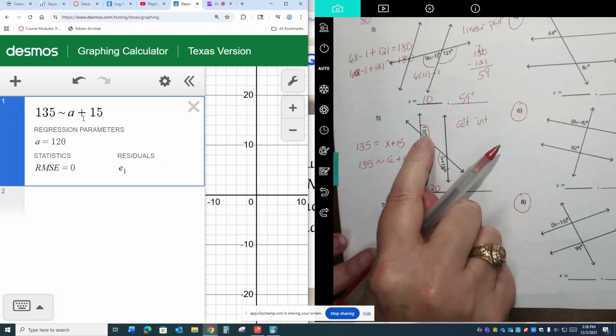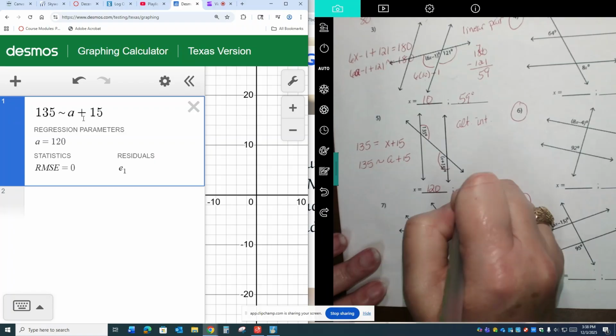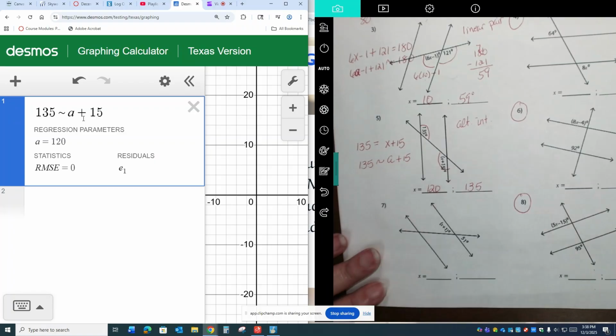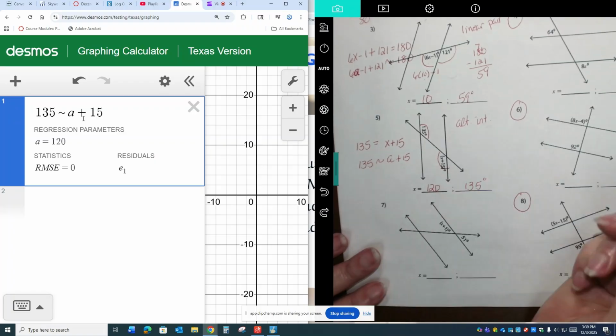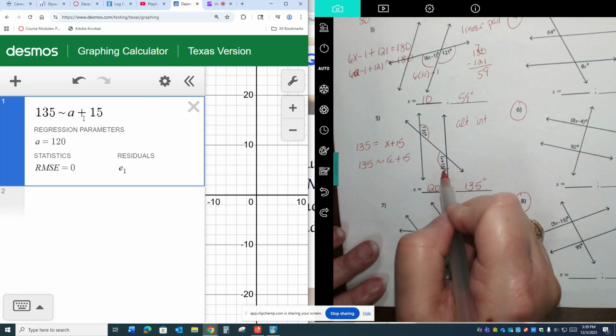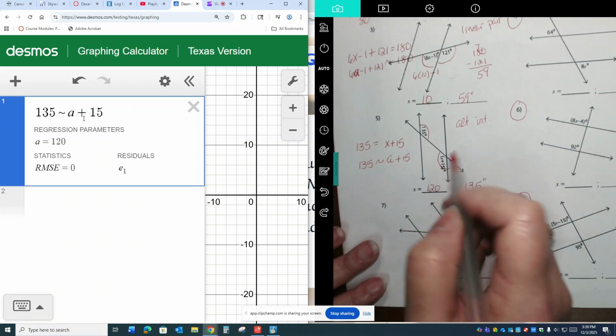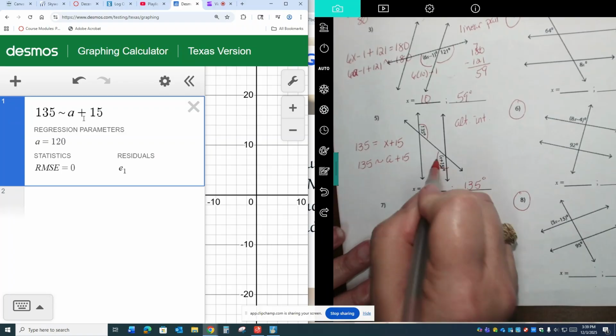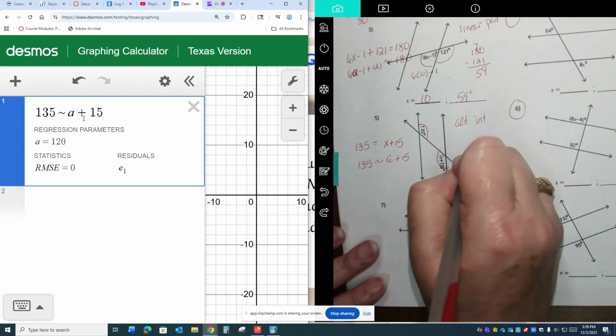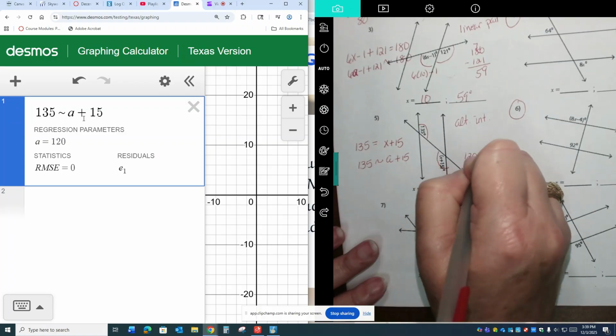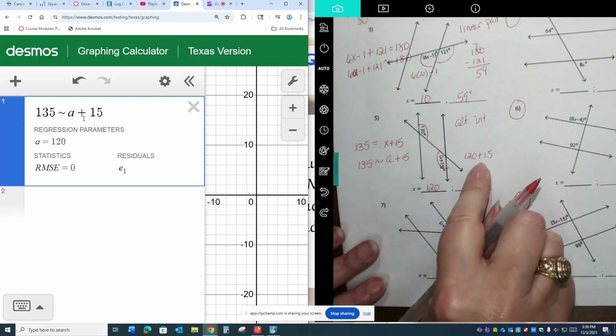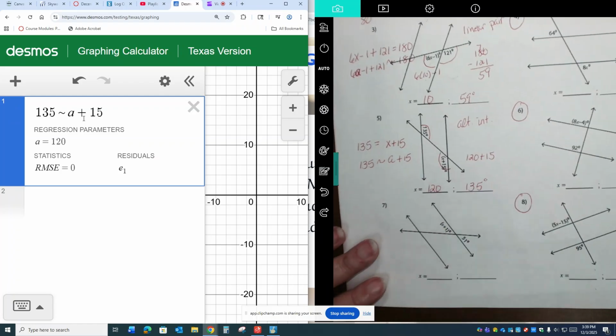So if this is 135, guess what? This is also 135. If I wanted to check myself, I could plug in my value for x right there. Instead of x plus 15, I'm going to do 120 plus 15. And 120 plus 15 is indeed 135.